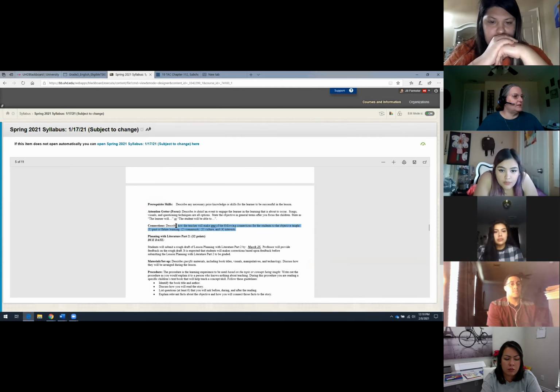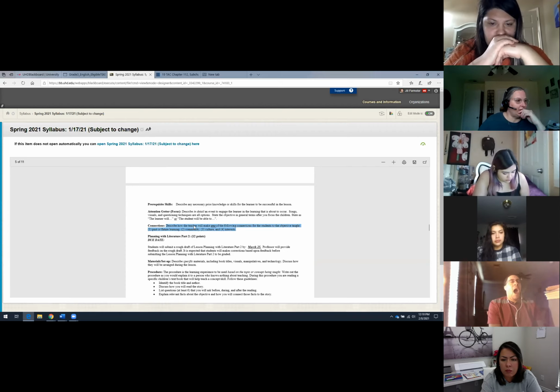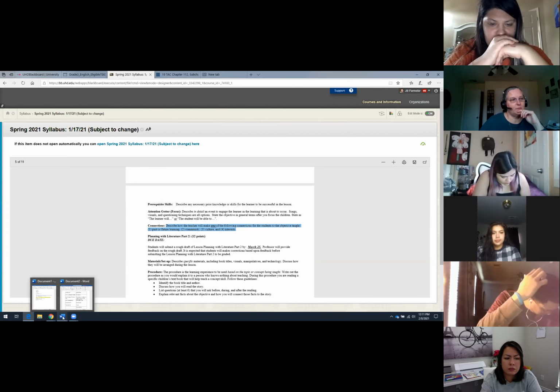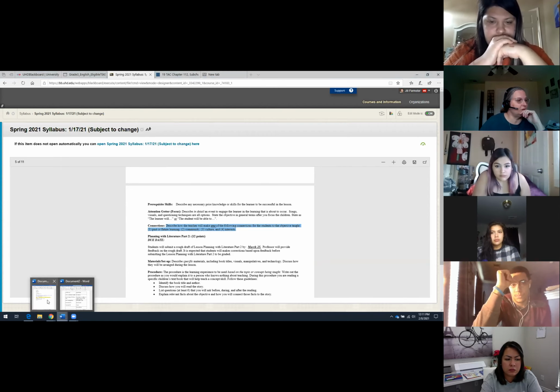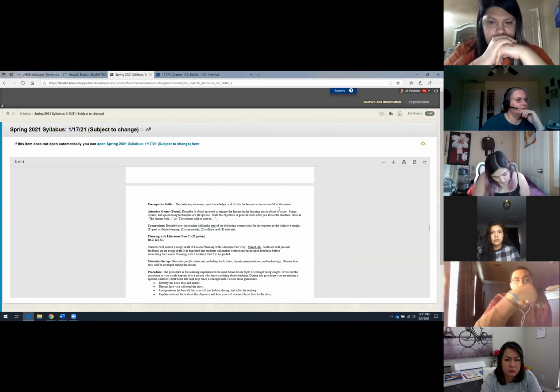I don't know if you can see this, but in that lesson plan, page 5, it says, describe how the teacher will make one of the following connections to the objective taught: past or future learning, community, culture, and interests. So how can I make a connection with the moon phases and with my story, past or future learning, the community, culture, interests?